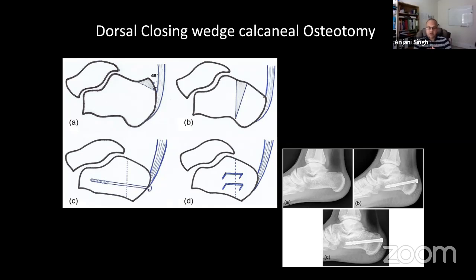There is always a risk of non-union or the bone not healing, although the calcaneum, I would say, does tend to heal quite well if we do a medializing or lateralizing calcaneal osteotomy. And this is more biomechanically better because you are actually performing a closing wedge and a broad surface area of the calcaneum.